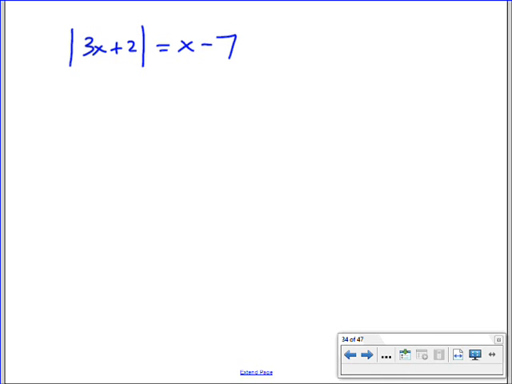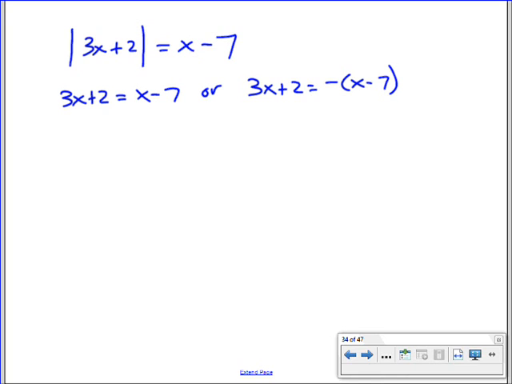Now, since the absolute value is by itself, we're ready to do that little trick. What we're going to do is say 3x plus 2 is equal to x minus 7, or 3x plus 2 is equal to the opposite of x minus 7.